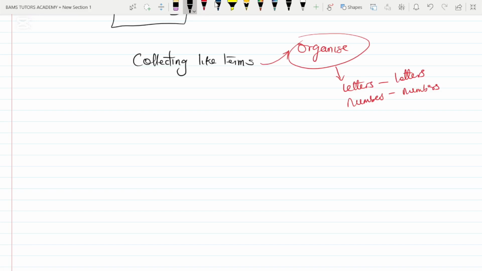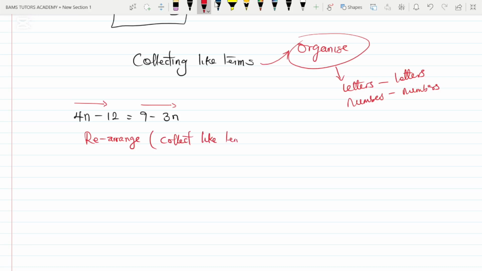So this is an example. Let's say I've got 4n minus 12 equals 9 minus 3n. You see that we have a letter at this side of the equation, and we also have a letter at this side of the equation. So we are going to rearrange, or we say collect like terms. Okay, and how do we do that?